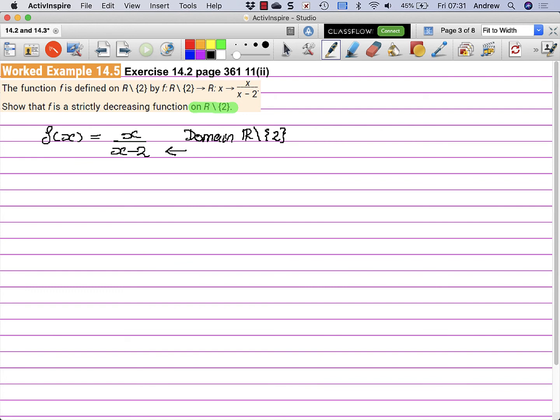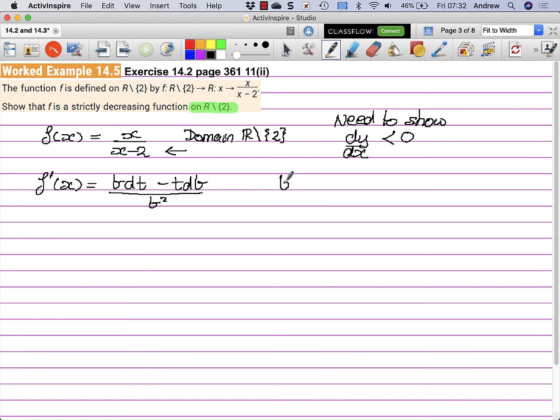We have to show that this is strictly decreasing, always decreasing. So we need to show that dy dx is always less than 0. It's always less than 0. So we need to differentiate. Now this is clearly the quotient rule. So f dashed x is equal to the bottom times the differential of the top minus the top times differential of the bottom all over the bottom to be squared.